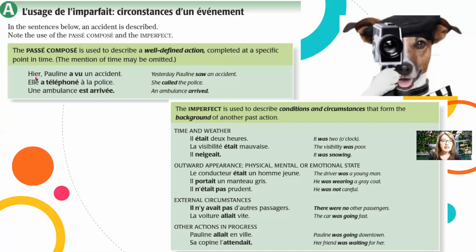Let's listen. Hier, Paul a vu un accident. Yesterday, Paul saw an accident. Pauline a vu un accident.